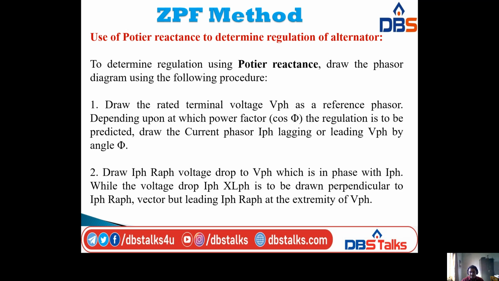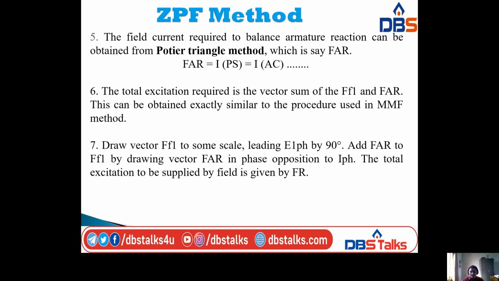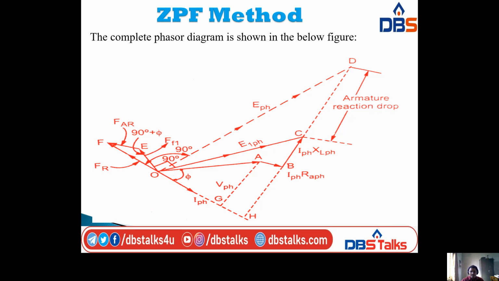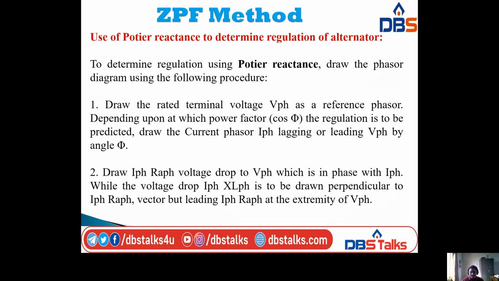First, draw the rated terminal voltage V phase as the reference phasor. If you see this diagram, you will understand. So here I am taking voltage as the reference phasor. Next, depending upon the power factor at which the regulation is to be predicted, draw the current phasor I phase lagging or leading V phase by angle phi. This depends on the type of power factor, that is inductive, capacitive or unity.